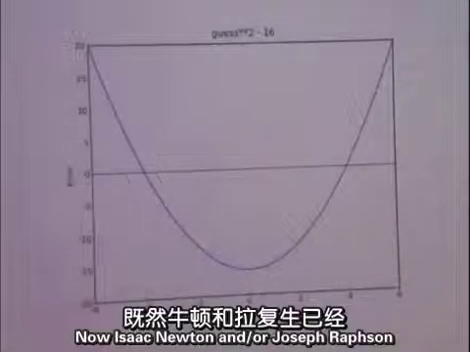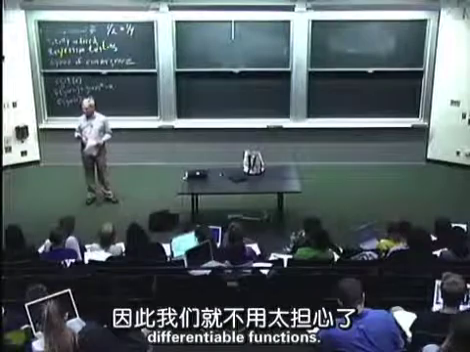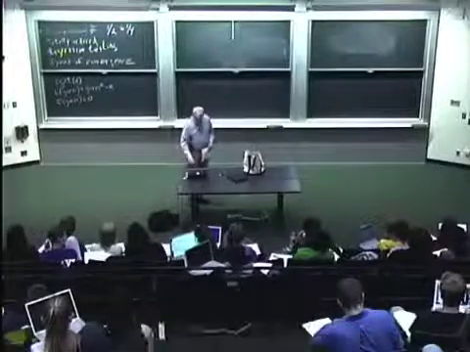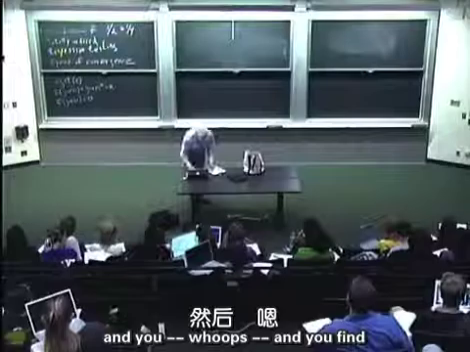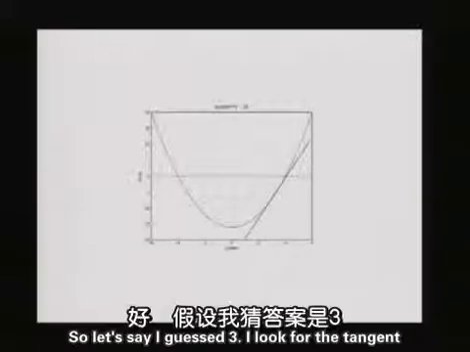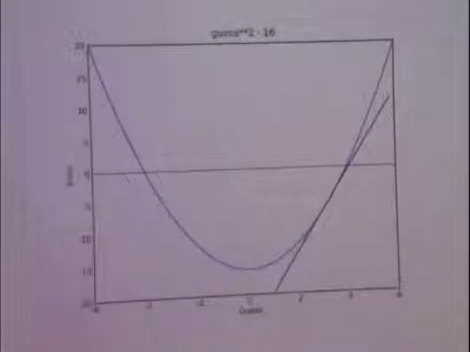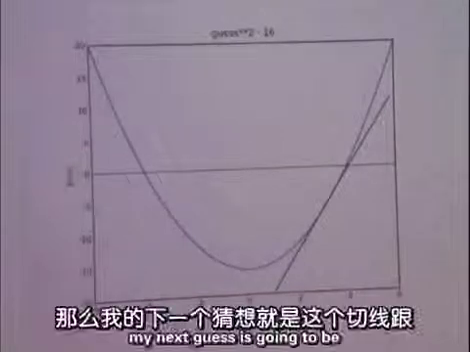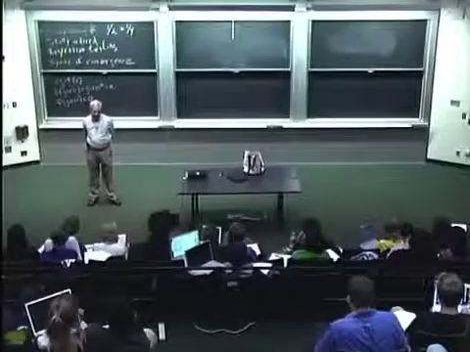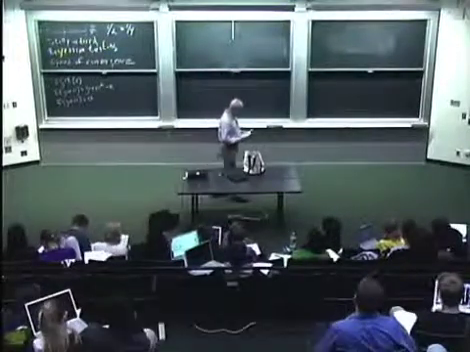Now, Isaac Newton and or Joseph Raphson figured out how to do this kind of thing for all differentiable functions. Don't worry about what that means. The basic idea is you take a guess and you find the tangent at that guess. So let's say I guessed 3. I look for the tangent of the curve at 3. All right, so I've got the tangent. And then my next guess is going to be where the tangent crosses the x-axis. So instead of dividing it in half, I'm using a different method to find the next guess.